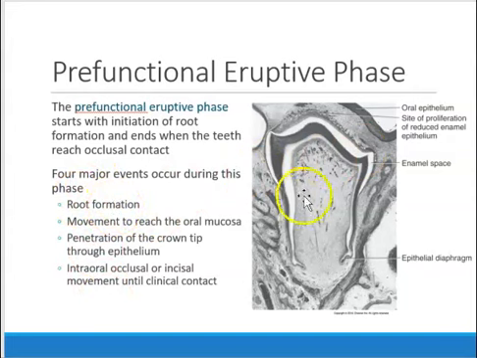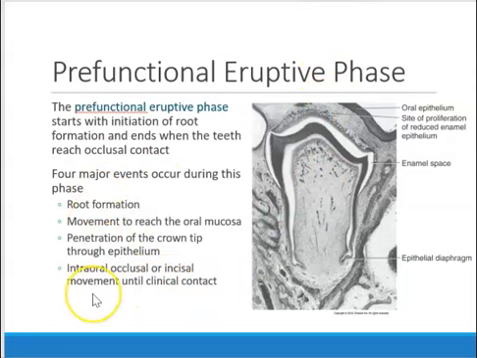So root formation, the root is going to start to be made. Movement to reach the oral mucosa. So the tooth is eventually going to go up and reach the oral mucosa, or the gums. And then finally it's going to penetrate, it's actually going to go through the gums and get up there. And then it's going to erupt until occlusal or incisal, until clinical contact. And what that means is until it hits the opposing tooth.